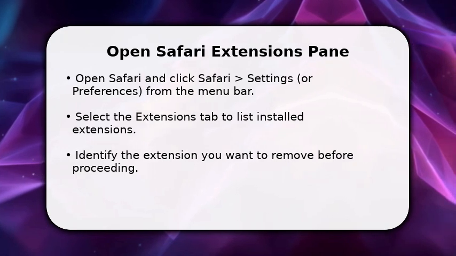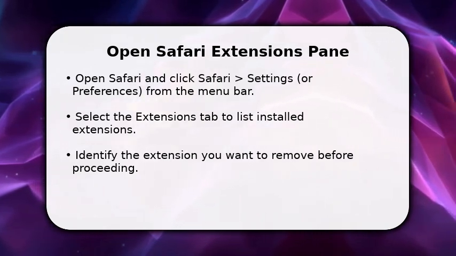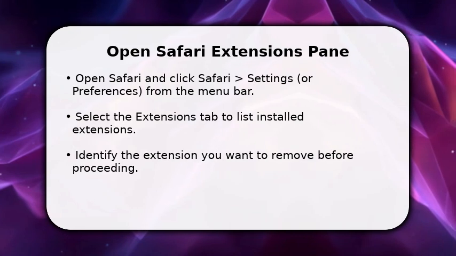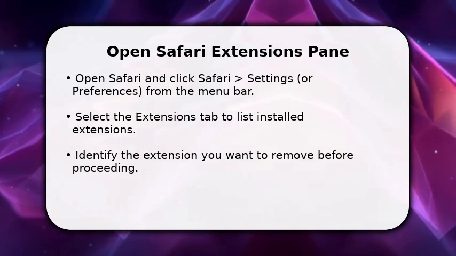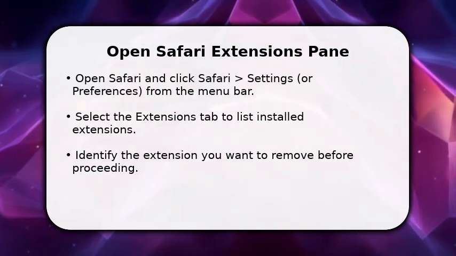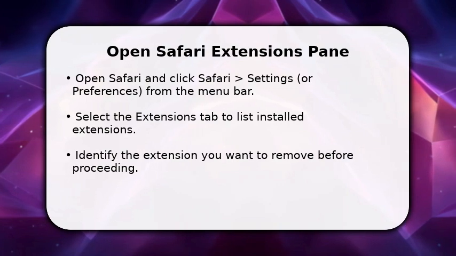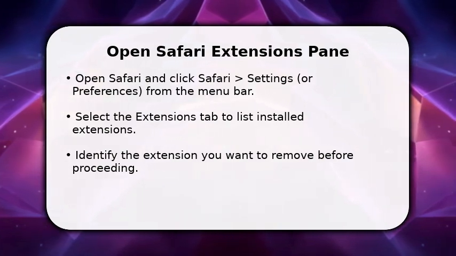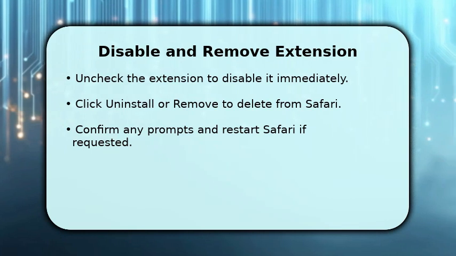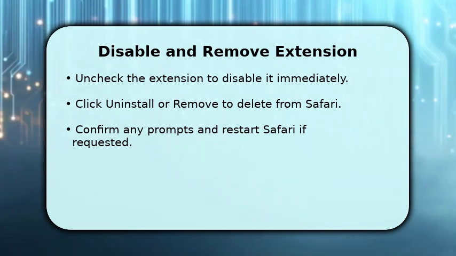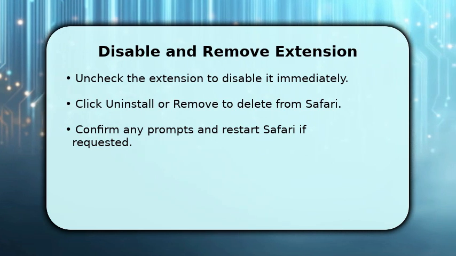Now that you've selected the extension, you're ready for the removal step. Click to reveal its options and controls. First, uncheck the extension to disable its activity. This is reversible if you change your mind. Next, click Uninstall or Remove. Safari will ask you to confirm, so read the prompt and approve the deletion.